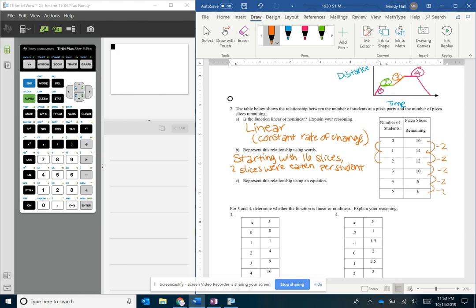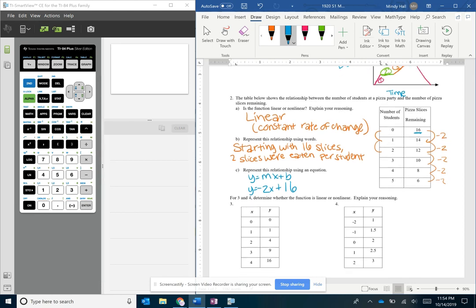Then, to represent the relationship using an equation, think of something like y equals mx plus b, because the b is wherever you start. In this case, we start at 16. My m would be our rate of change. Because my y value is going down by 2 every time, it's going to be negative 2. So we would have y equals negative 2x plus 16, and then you're done.